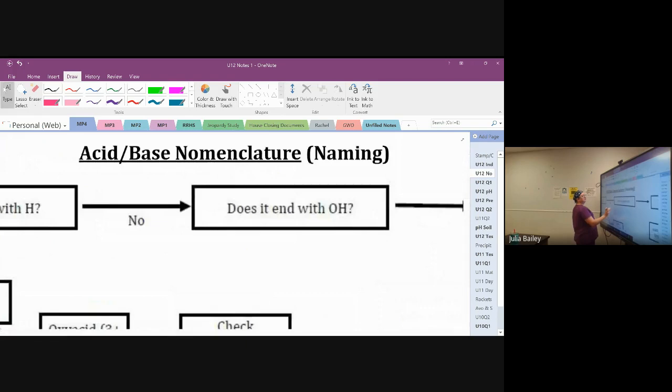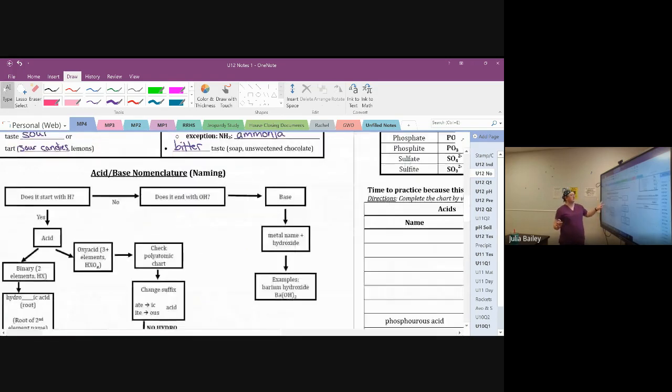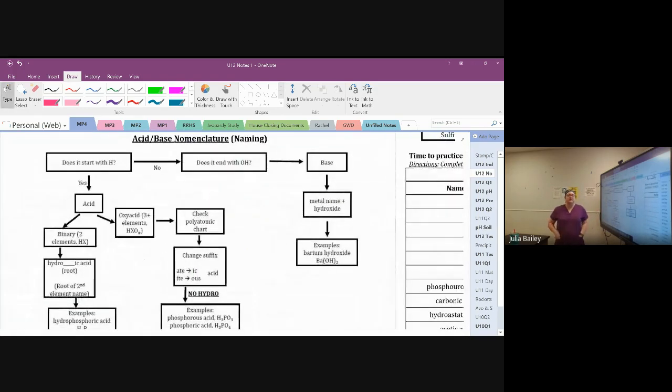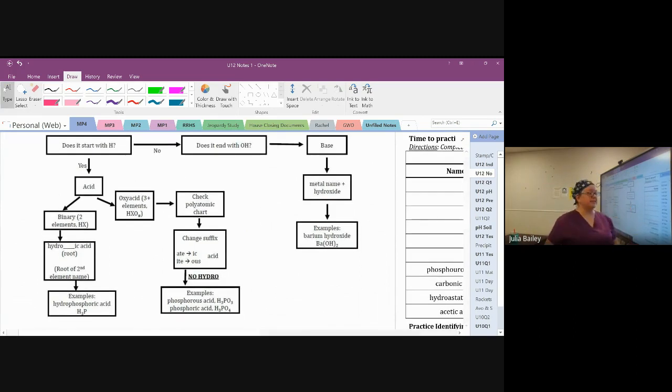Okay, there are certain ways that we name acids and bases, and we have to follow these special rules to name them differently than the way that we name other compounds. So we have a little flow chart here that will help us name acids and bases.